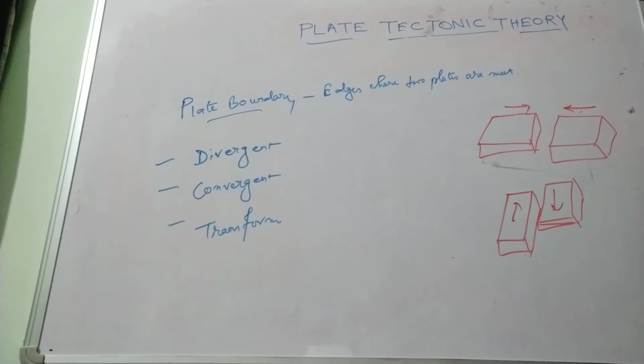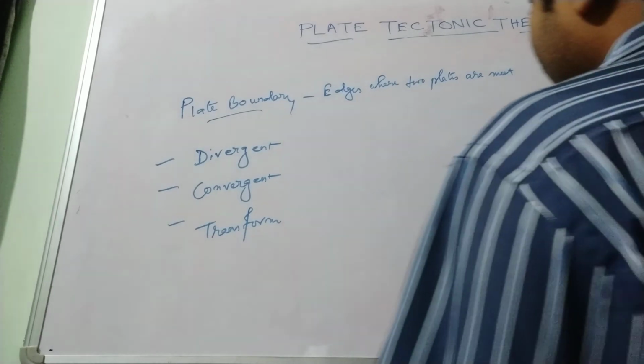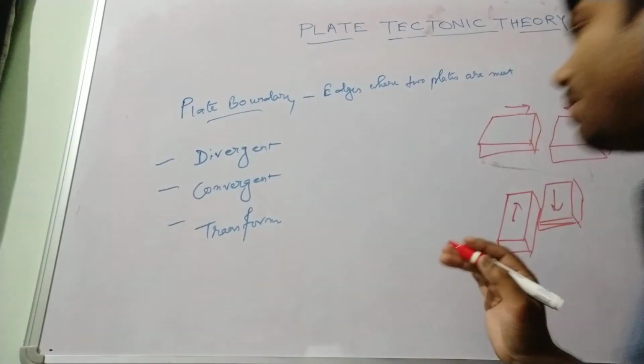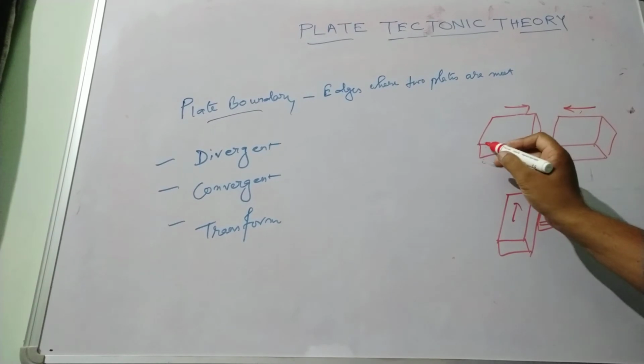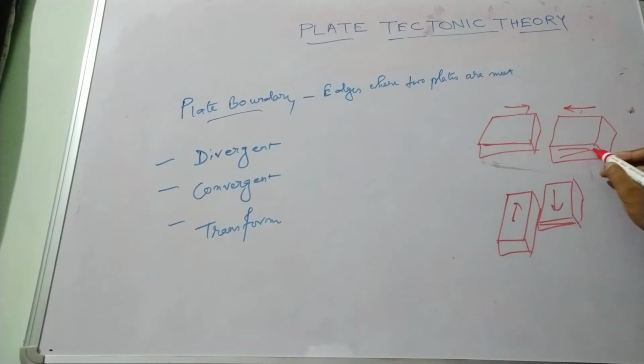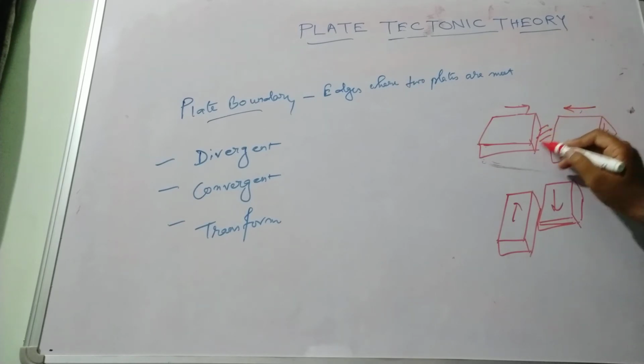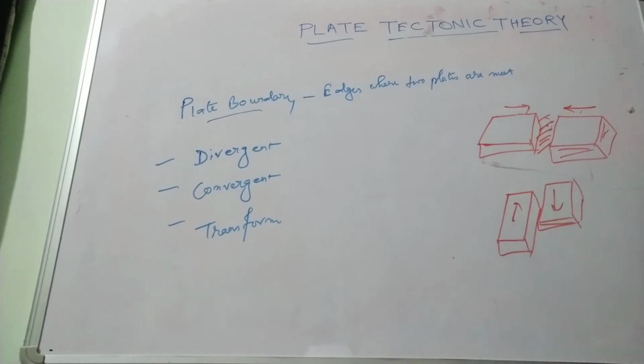So what is the difference between the plate margin and plate boundary? Plate margin is the marginal part of the plate, and plate boundary is where the plates meet. So a single plate has a plate margin, but there is no boundary. Right?